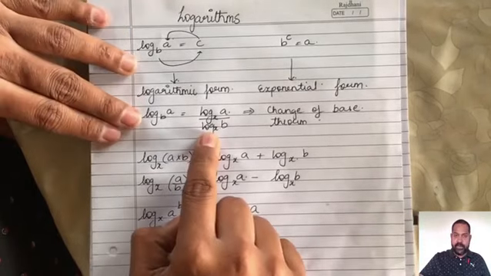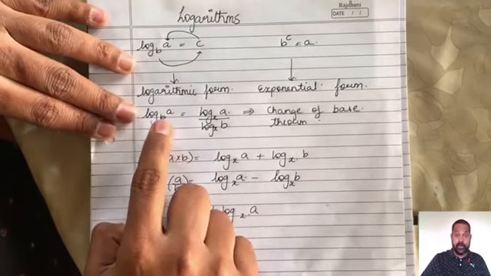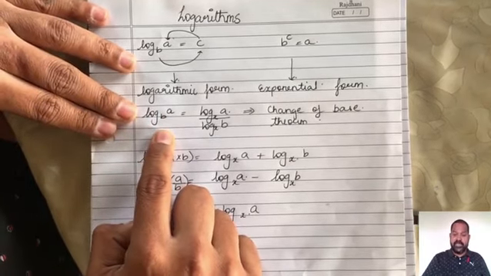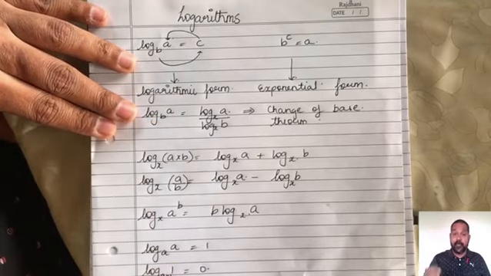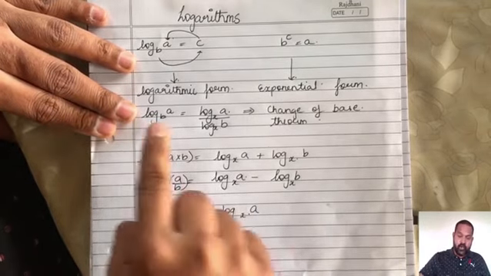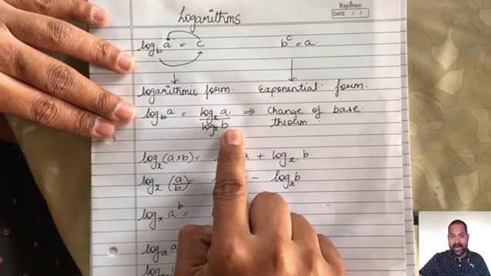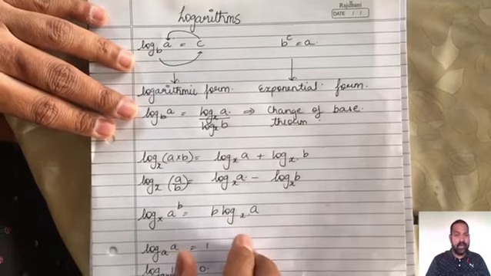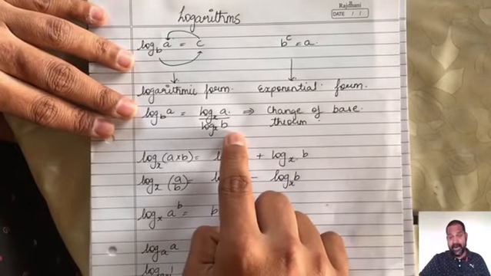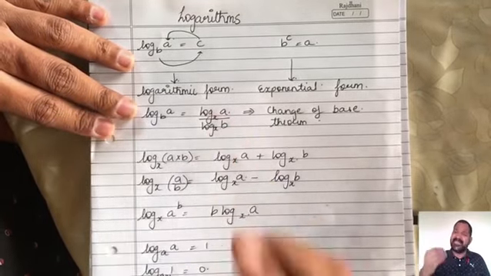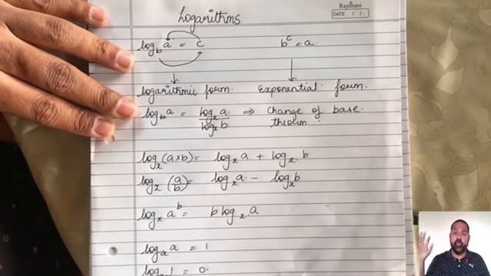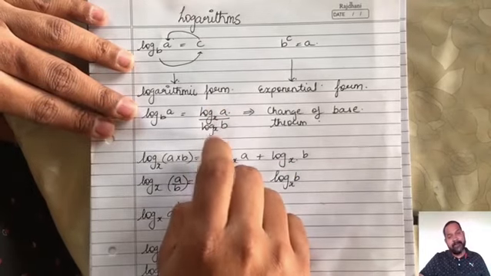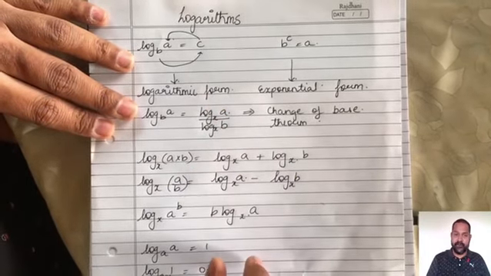Then we did the change of base theorem. If you are taking log of a number a to the base b, and you don't want the base to be b, you want it to be something else, you can use the change of base theorem and change the base from b to anything. How? Write it as log a divided by log b and then make the base anything you want. But whatever base you make it in the numerator, the same base has to be in the denominator.